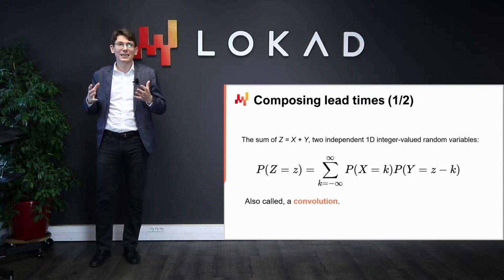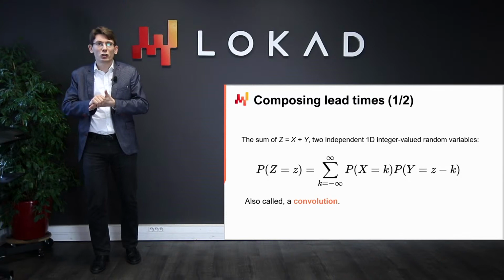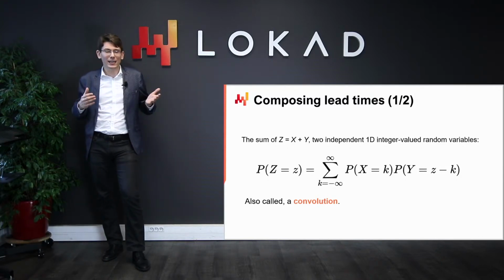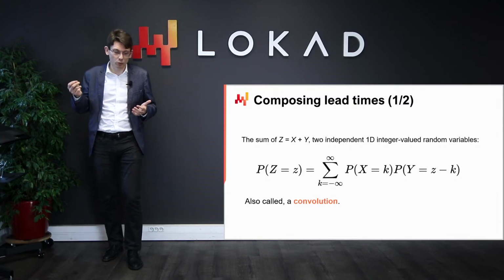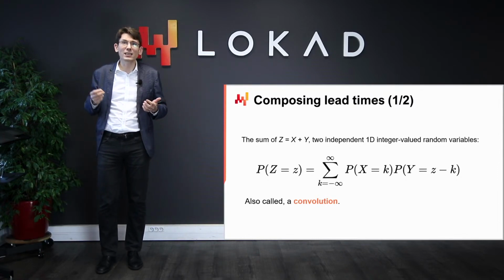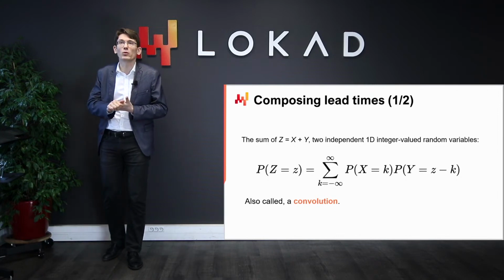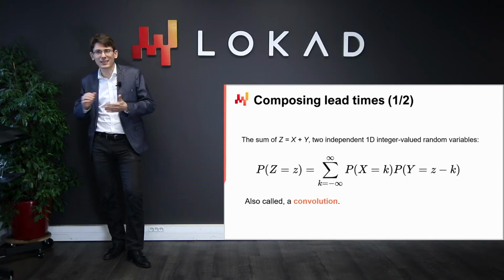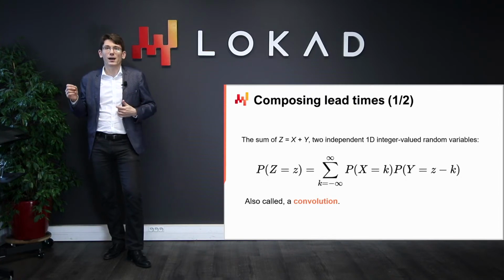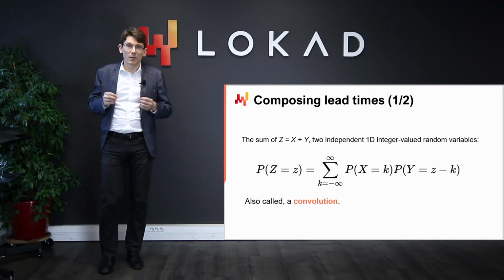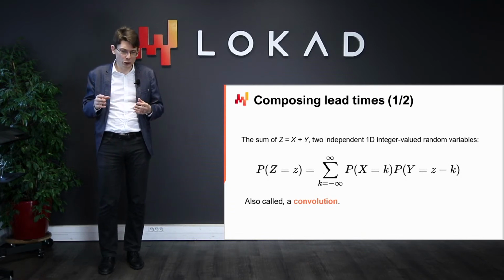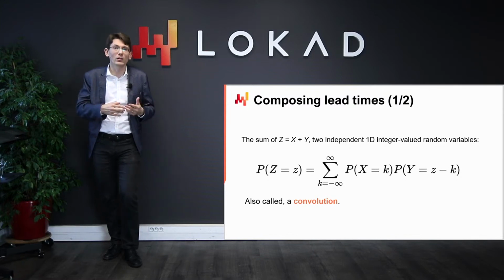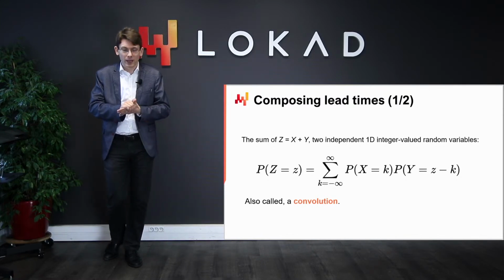More specifically, this means that each component of the lead time should also be individually modeled as a random variable. Back again to our example, the ordering lead time is a random variable, and it is obtained as the sum of 3 random variables, respectively associated to the queuing delay, the manufacturing delay, and the transit delay. The formula for the sum of 2 independent one-dimensional integer-valued random variables is presented on the screen.